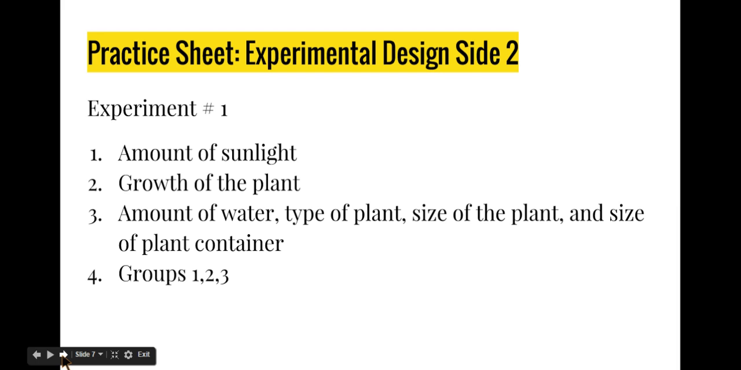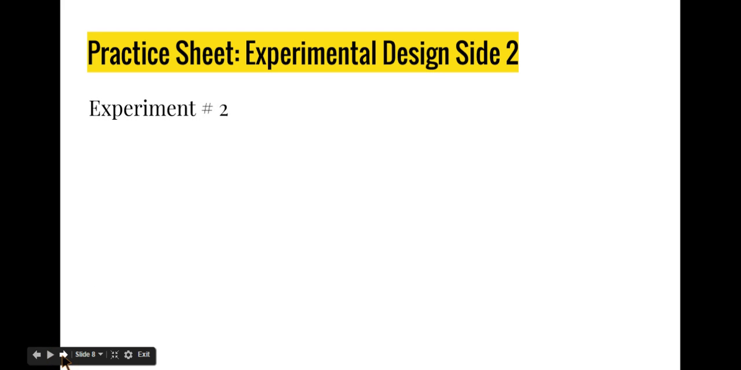So question 5, which group is a control group? Remember, the control group is a group we do nothing to. The correct answer is group number 4. All right. What I will let you do is experiment number 2, and do it as a table, and we will come back.